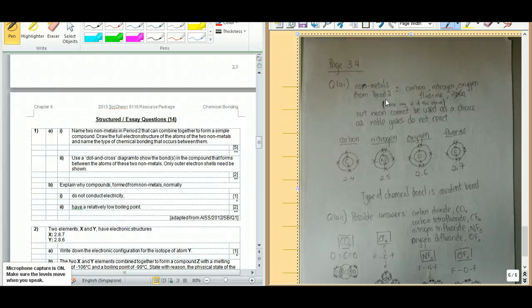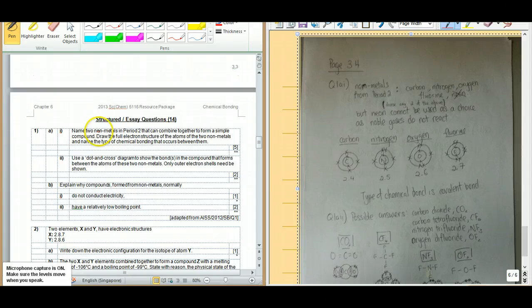Bonding essay question 1. Let's look at question 1a part 1. It tells us to name two nonmetals in period 2, and they can combine to form a simple compound. So there's a few things to it. First, you need to draw the full electronic structure of the atoms. So this is one of the things you need to do. And then next, you need to name the type of chemical bonding.